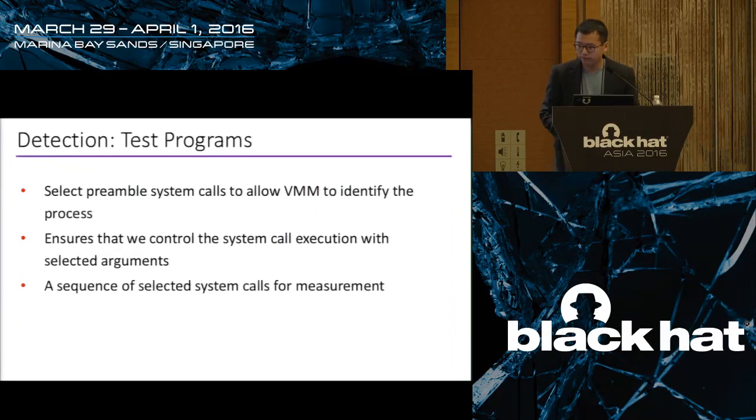Okay, and after the preamble syscalls, we're actually going to monitor the real syscalls we want to monitor, the syscalls that actually will be affected by the rootkit. Okay, so we'll have a set of selected syscalls with control arguments in the test program, and then we'll set them in a predefined sequence.